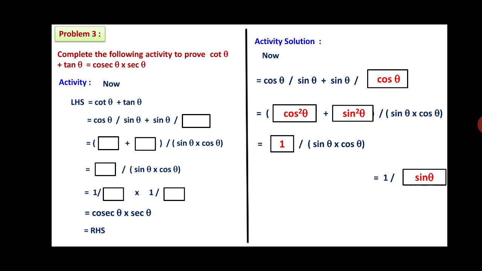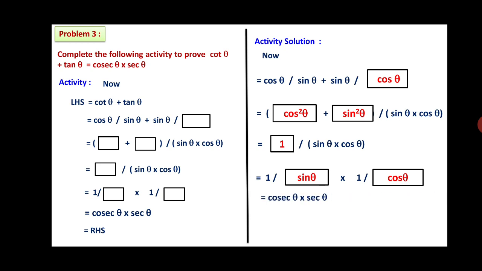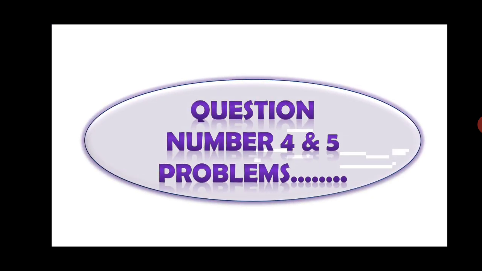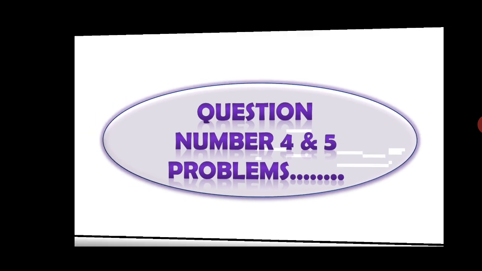Therefore, sin theta into cos theta. We will split it. Therefore 1 upon sin theta into 1 upon cos theta. But 1 upon sin theta is cosec theta and 1 upon cos theta is sec theta, which is your RHS. These are the required 6 boxes, and the values are written in red color. Now let us start with the next questions, problems number 4 and 5.